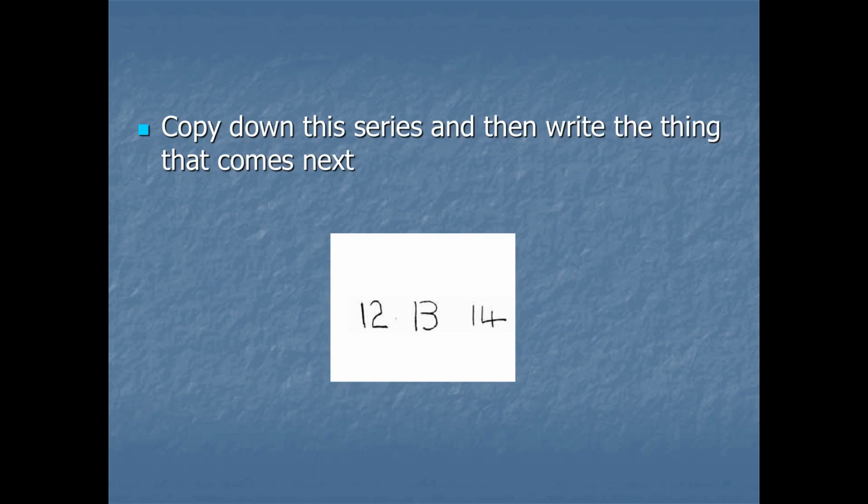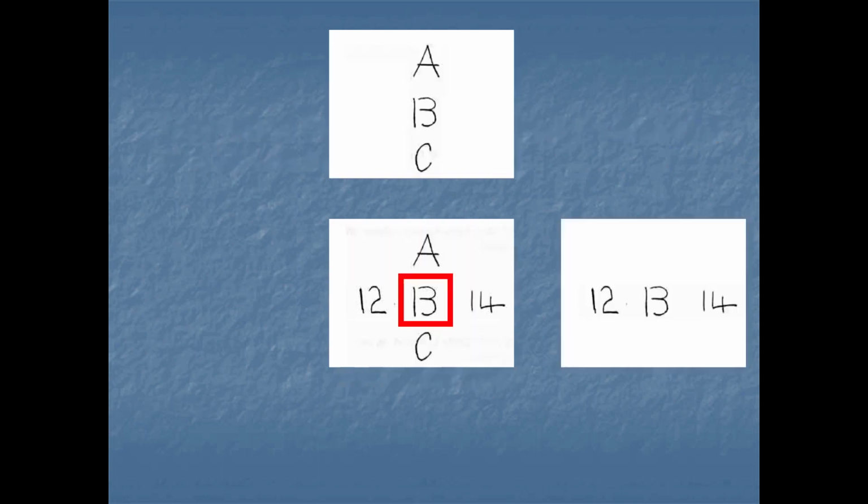And people will usually write down in their own handwriting 12, 13, 14, and what comes next is 15. But you may have already noticed something about those two stimuli that I showed you, which is the middle element in those series was the same in both cases. What we see in one context as a B, we might see in another context as a 13.